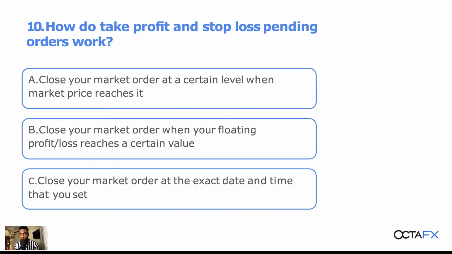It's automatic, so you don't always have to be online for the take profit to be triggered or the stop loss to be triggered. Once price gets to any of these levels, it's going to automatically take the profit and secure your profit to your balance, or stop your loss to mitigate the effect of negative trades on your trading account, so that if the market keeps going in the wrong direction, you don't get to lose huge money. Which is why the answer to number 10 is A. It closes your market order at a certain level when market price has reached the take profit or the stop loss level that you have inputted on your trades.